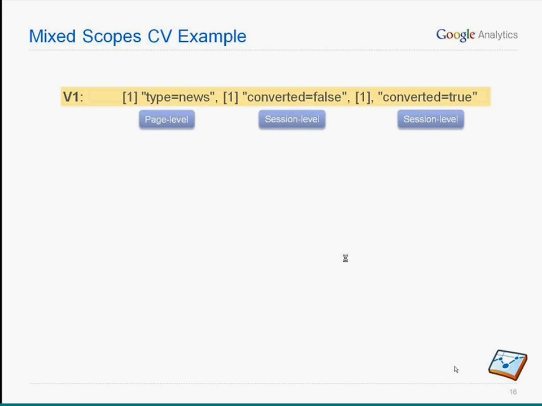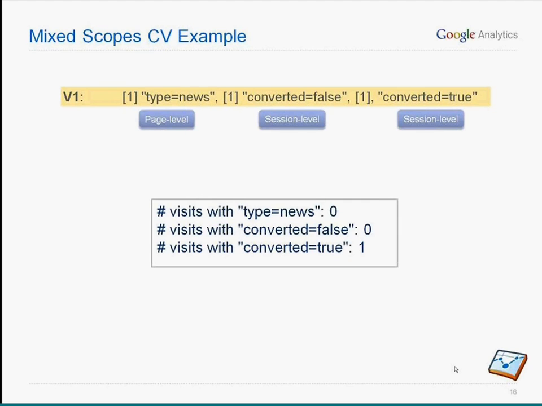Now, the harder question is, how many sessions are there where type equal to news? So I want all of you to think about this question. Take a pencil or pen, write down next to your computer. And if you think very carefully about the pan-session nature of session-level custom variable, hopefully you would get the answer that the number of visits is 0 for type equal to news.